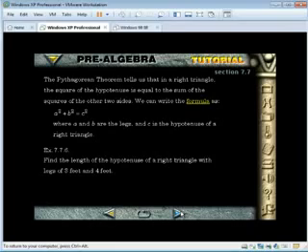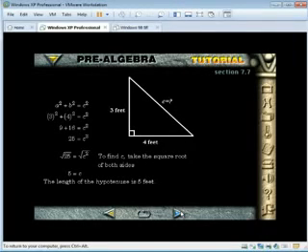Example 7.7.6. Find the length of the hypotenuse of a right triangle with legs of 3 feet and 4 feet. a squared plus b squared equals c squared. 3 squared plus 4 squared equals c squared. 9 plus 16 equals c squared. 25 equals c squared. The square root of 25 equals the square root of c squared. To find c, take the square root of both sides. 5 equals c. The length of the hypotenuse is 5 feet.